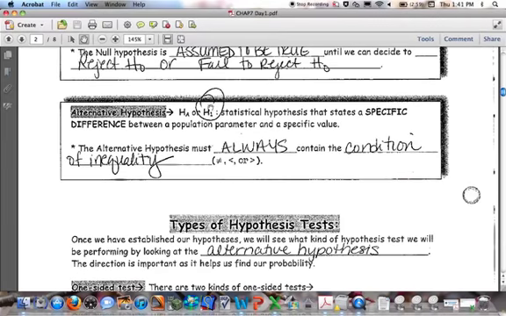The alternative, these are the possible symbols. Your book uses this H1. That states a specific difference between a population parameter and specific value. So this one will always contain the condition of inequality. So it'll always be not equal to or less than or greater than. So when you're doing a problem, don't worry so much about what the person is claiming to decide where it should go, but worry more about what is the symbol that you have.